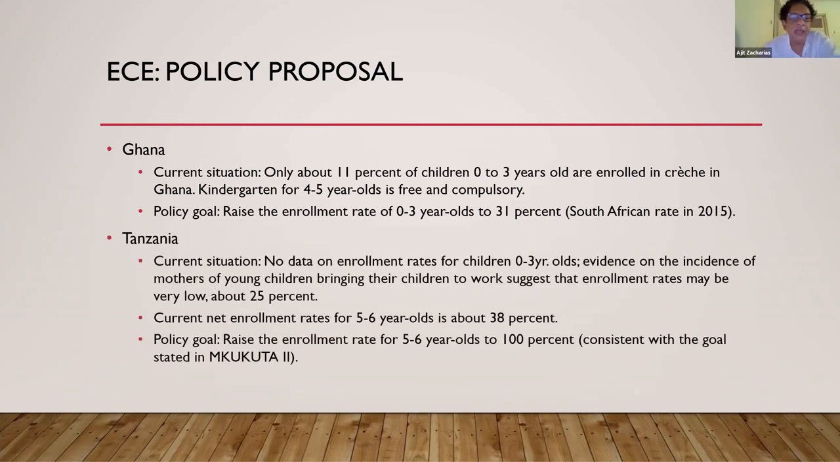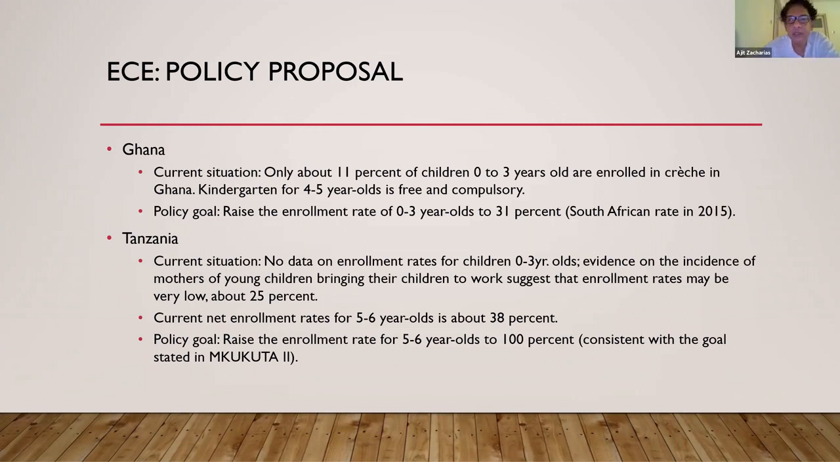For Tanzania, it's a harder problem to pose a practical policy goal, and no data is available. This is part of the issue on enrollment rates for 0 to 3 years. Whatever evidence that we are able to gather suggests that the enrollment rate is very low, definitely below a quarter, 25%. The current net enrollment rate for the next age cohort, which are the 4 to 6 year olds, is under 40%. And the policy goal that we have postulated for Tanzania is to raise the enrollment rate for 5 to 6 year olds to 100%.